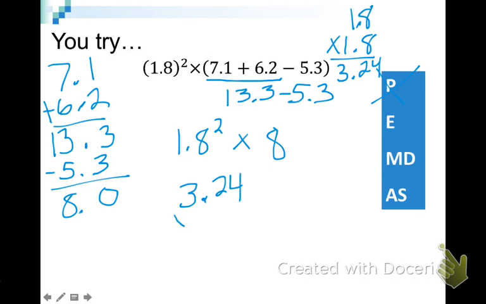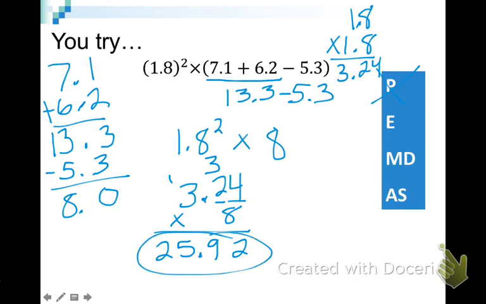And I know that I'm going to multiply that by 8, so I'm going to go ahead and write it up and down so I can do that. 8 times 4 gives me 32. 8 times 2 is 16, plus 3 is 19. 8 times 3 is 24, plus 1 is 25. 2 decimal digits in my problem, so 2 in my answer. My final answer is 25.92.